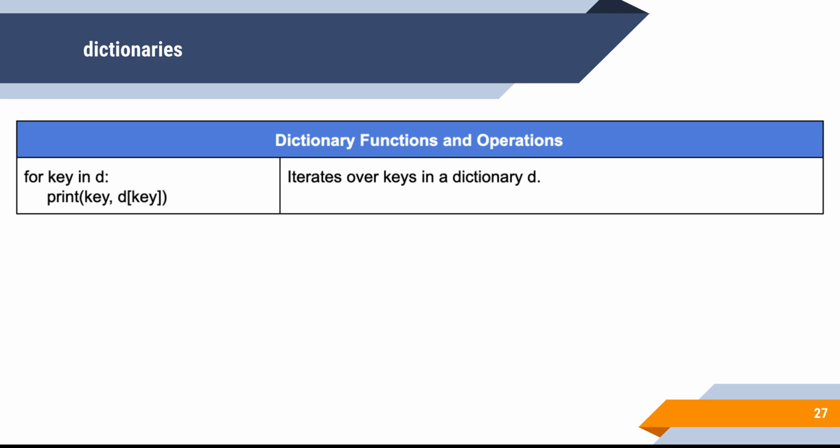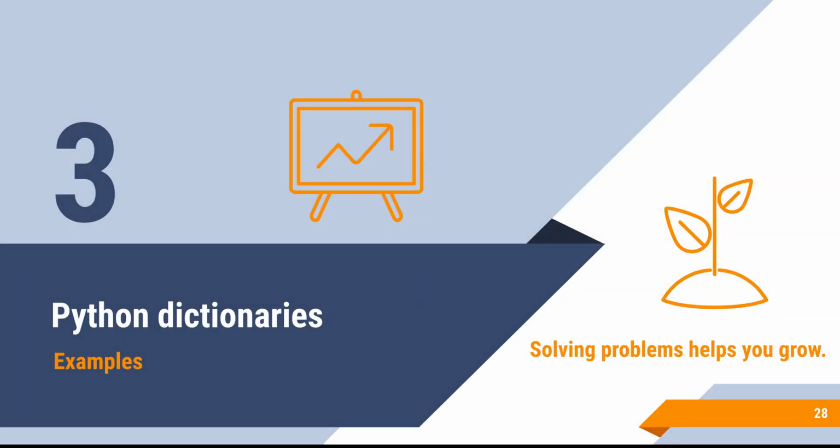Just like a list, you could use a for loop to iterate over the keys in a dictionary. The syntax for that could be something like for key in D, and then you would have something like print key and then D[key], which would be the value. All right, some examples here.